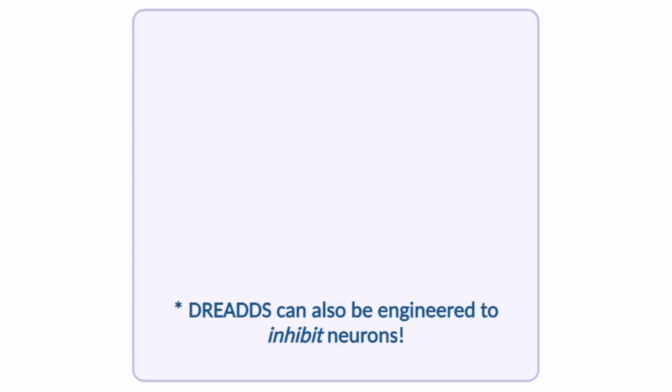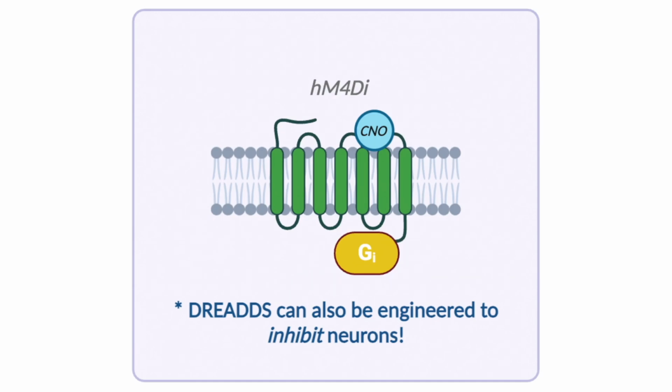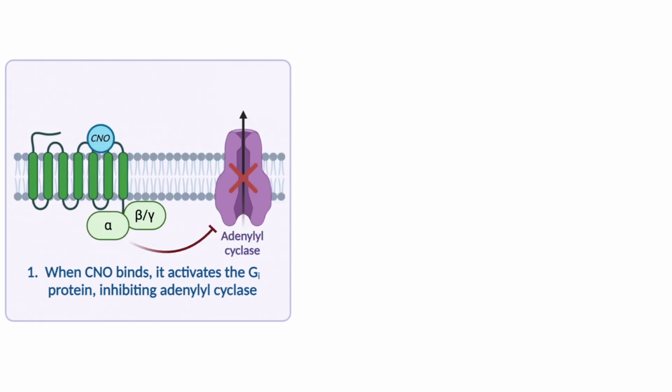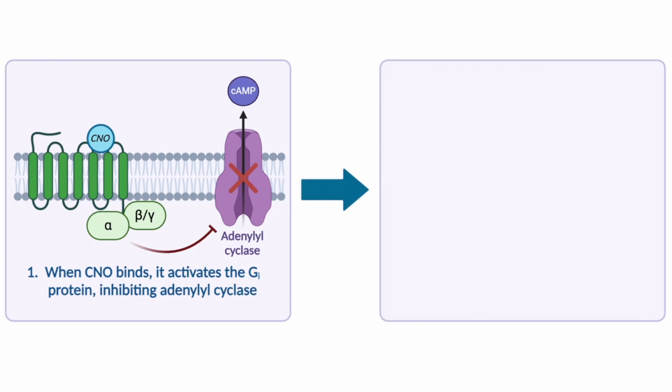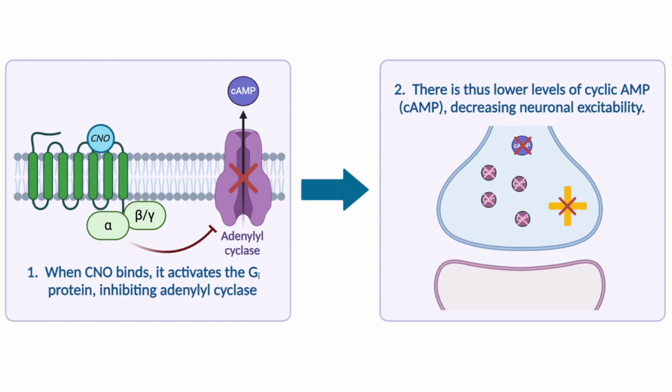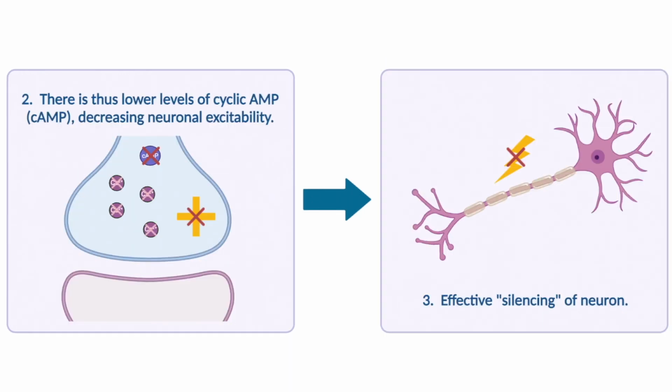In contrast, another DREADD, HM4Di, is designed to inhibit neurons. When activated by CNO, it triggers the Gi signaling pathway, which inhibits adenylyl cyclase, reducing levels of cyclic AMP. This decreases neuronal excitability, effectively silencing the neuron.